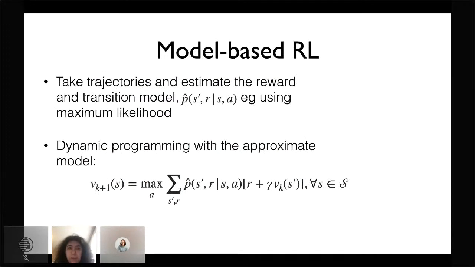Now, in the previous example, we observed that the model is given. What happens if the model is not given? Well, we could estimate this model from samples. And so p hat here denotes an estimated model. This is a very well understood problem. It's really supervised learning. We can do maximum likelihood estimation and update this. And then we can do value iteration with an approximate model. This is what people usually call model-based reinforcement learning.